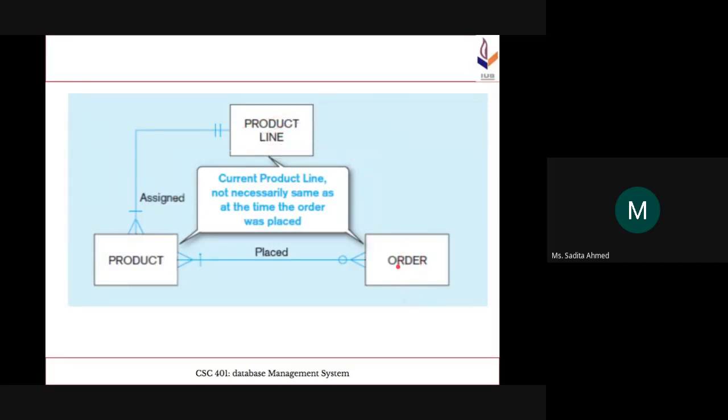If an order is placed for a certain product, revenue-টা কোন product line-এর আন্ডারে হচ্ছে এটা জানার জন্য আমার I have to go via the product. I have to go to the product line via the product. Product-এর through product line-এ আমার যেতে হবে. Let's say for example order-টা place করা হয়েছিল 2020-তে. The order was placed in 2020 when the t-shirt product still belonged to the clothing line product line.